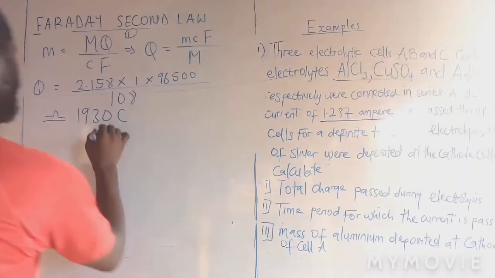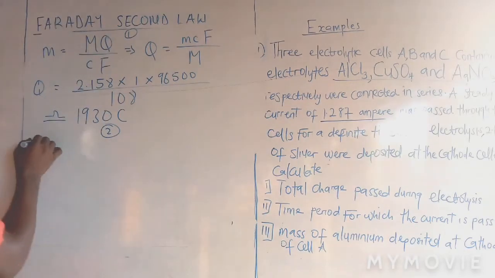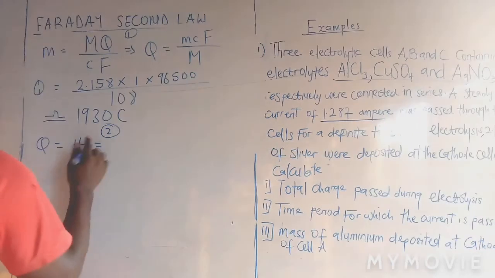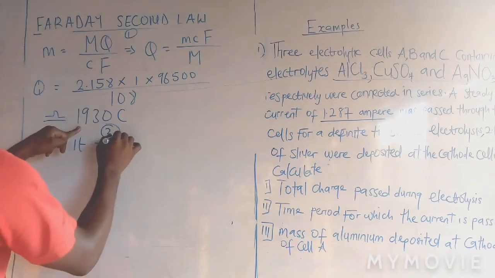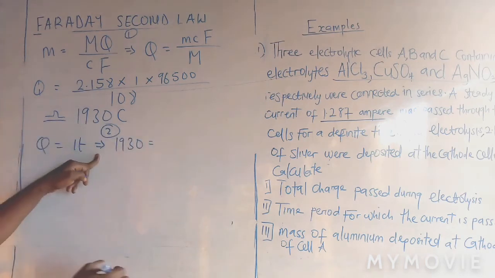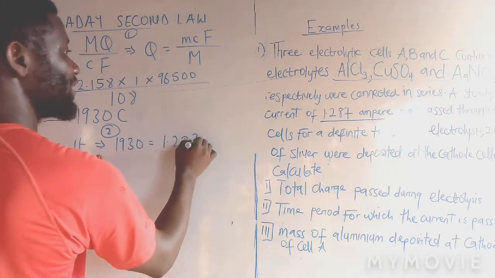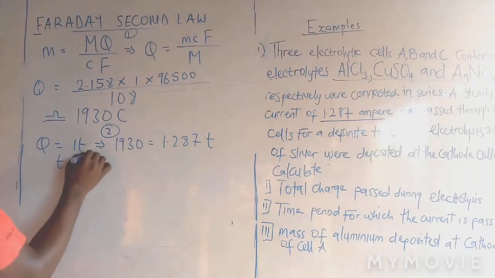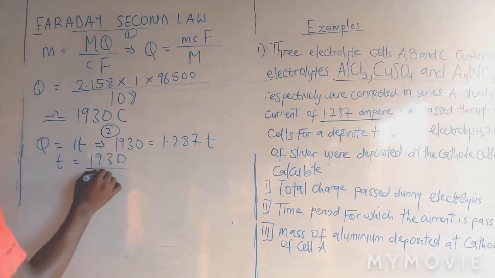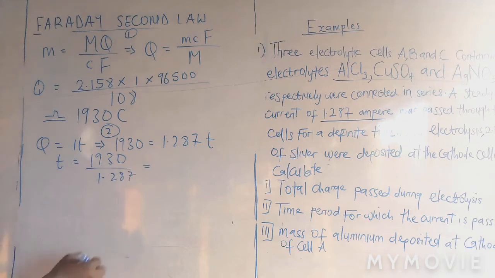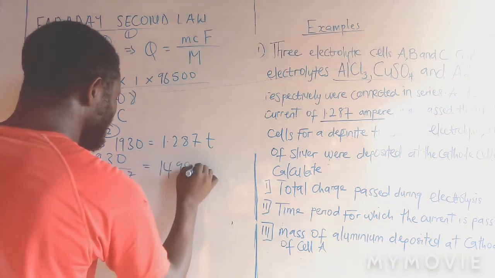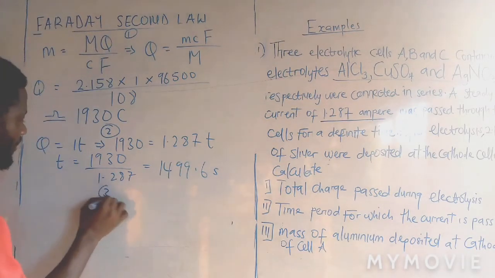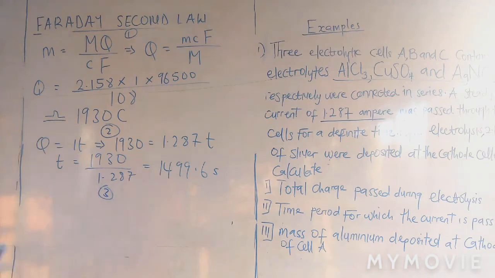For the second question, Q is equal to IT. What is I? I is given there. And what is Q? Q is given here. 1930 is equal to 1.287 multiplied by time. So it means time is equal to 1930 over 1.287, which will give us 1499.6 seconds.